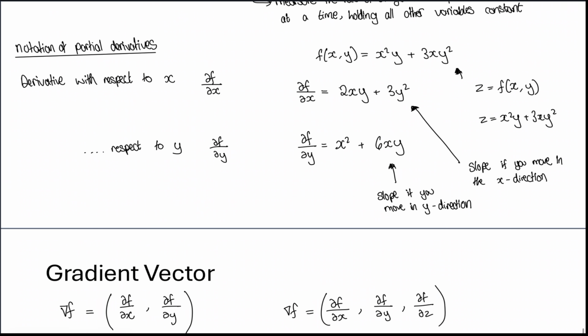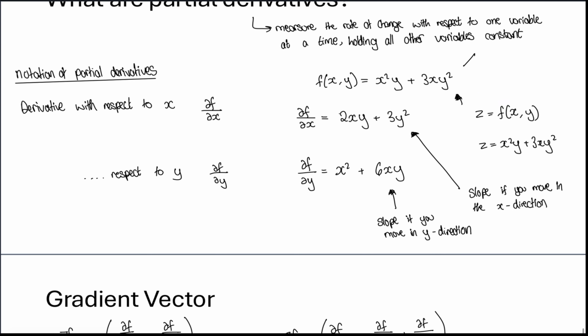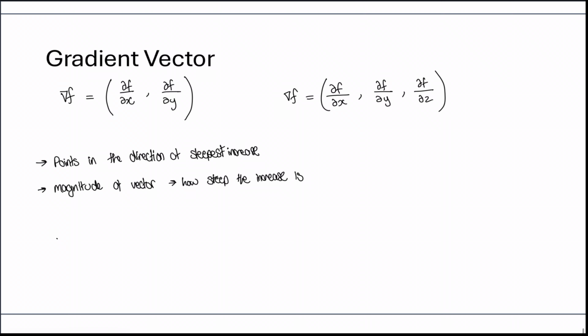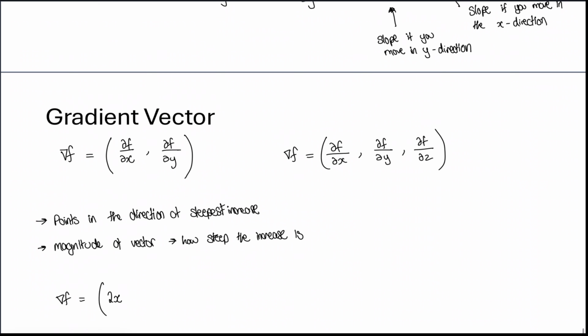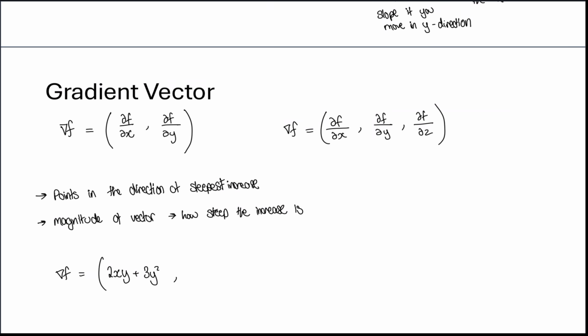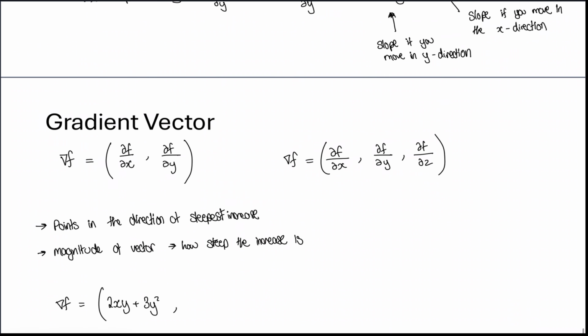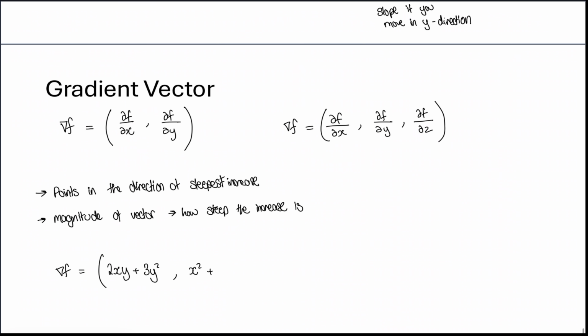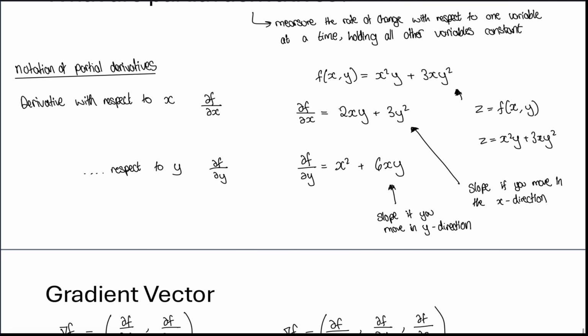Okay, just very quickly, if we go back to this function, the gradient vector for this function would simply just be 2xy plus 3y squared, comma, x squared plus 6xy. So that would be the gradient vector of this function.